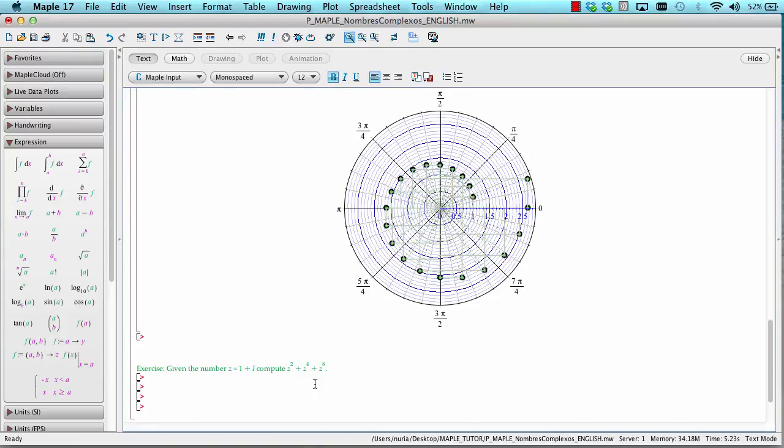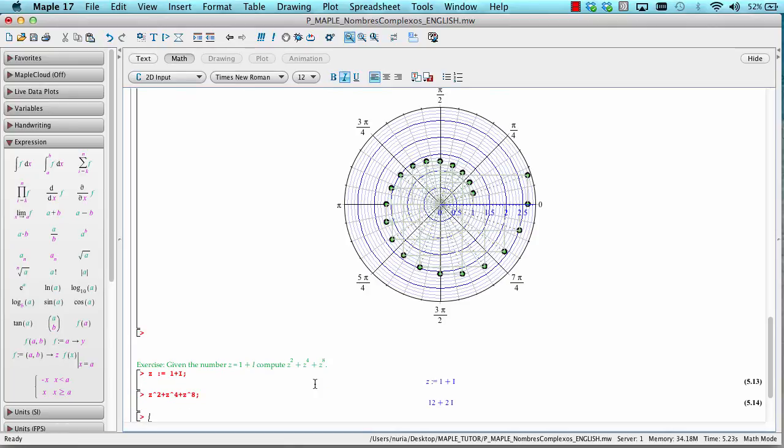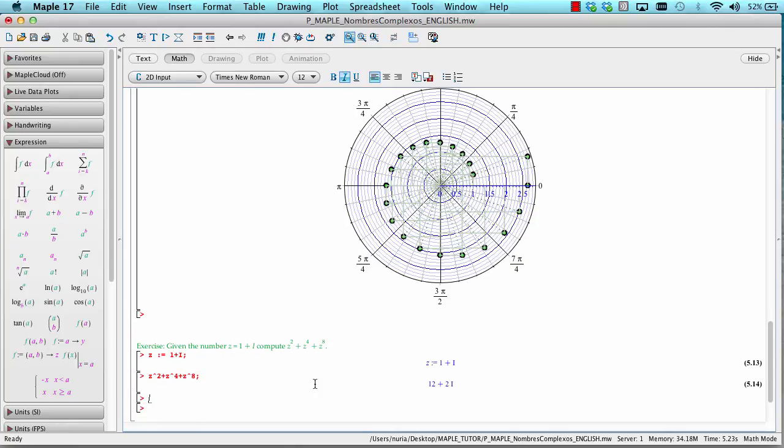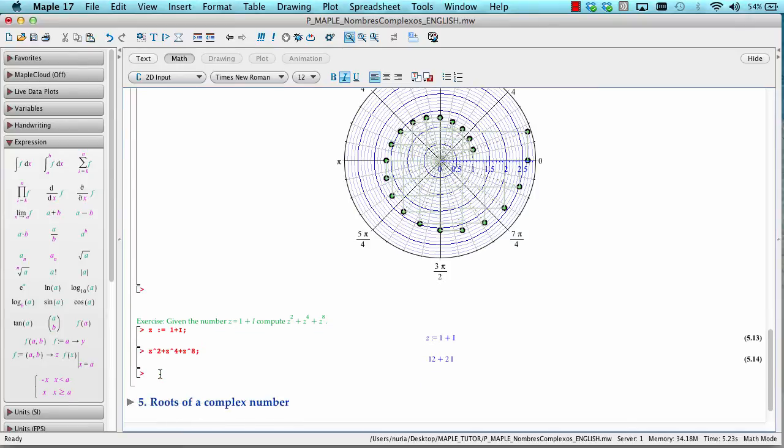Now, another exercise. This would be easy. We are going to use Maple with all its potential, so z squared plus z to the power 4 plus z to the power 8. Maple directly computes this, so we don't have to convert to polar or even do it by hand. Maple directly converts it.